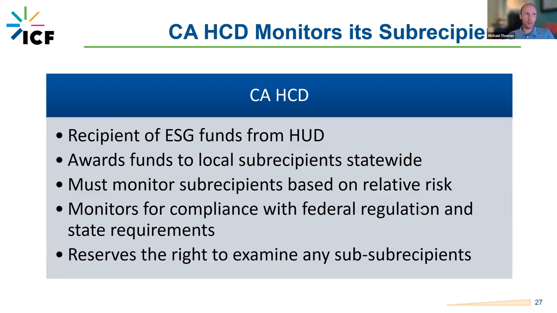California HCD monitors subrecipients. So those are the agencies and local governments that receive ESG funds from California HCD. California HCD is the recipient. They receive the funds from HUD, and then they award those funds to local subrecipients statewide. And they must monitor them based on relative risk. They monitor for compliance with federal regulation and state requirements, and they can also look at compliance with local written standards as well. They reserve the right to examine any subrecipients. So I'm going to keep saying it. They can go all the way down the chain to all the agencies below them with their monitoring.